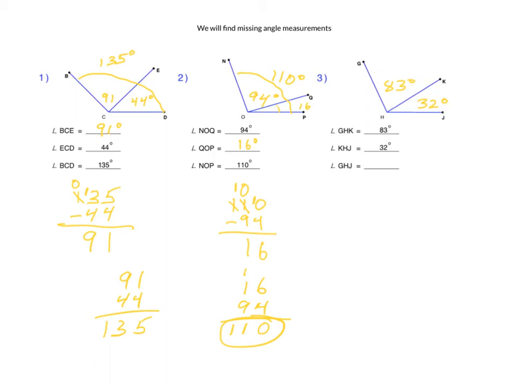So this time, we're going to add these two angle measurements, 83 plus 32, to find out what the full larger angle is. So 3 plus 2 is 5. 8 plus 3 is 11. So the answer is 115 degrees.